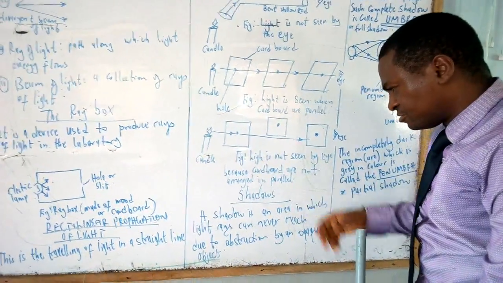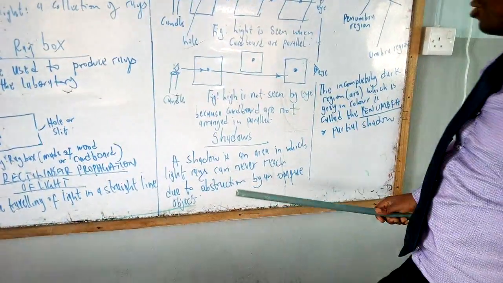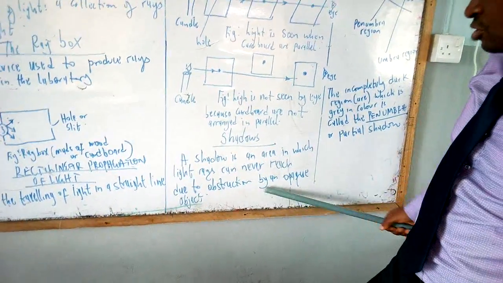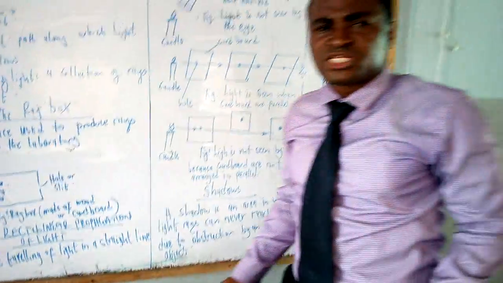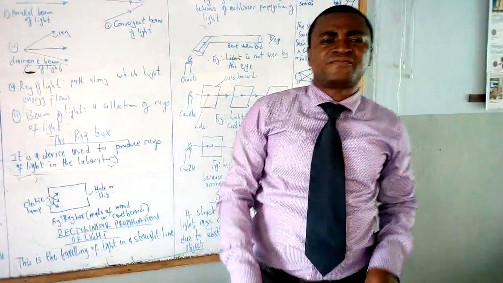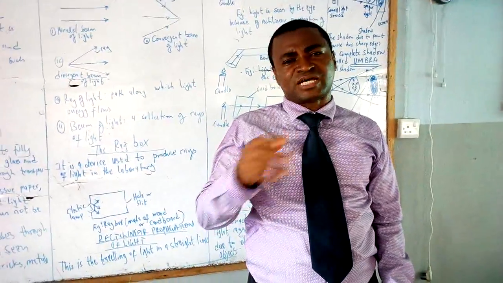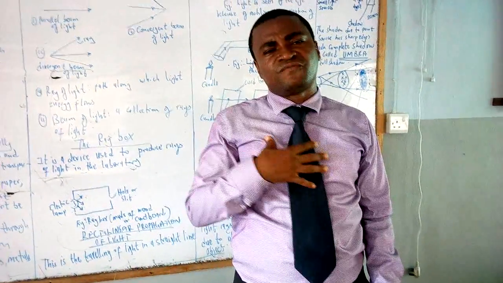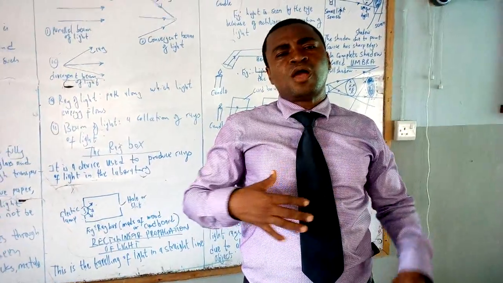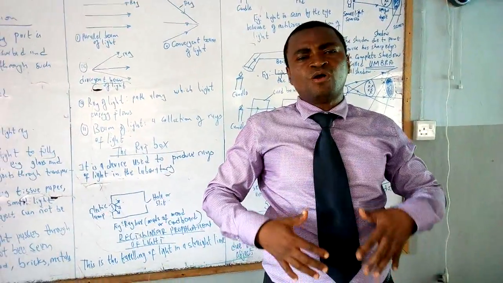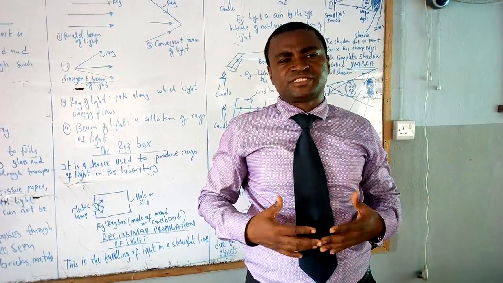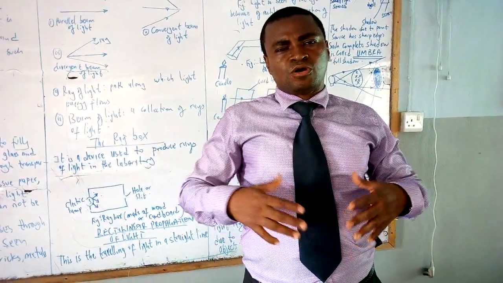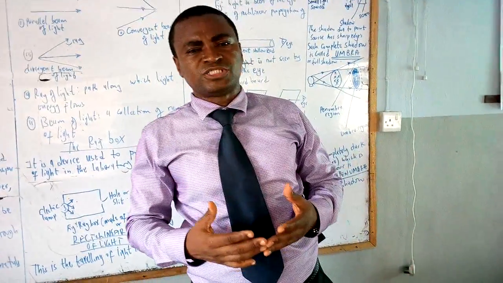Now, shadow. A shadow is an area in which light rays can never reach due to obstruction by opaque objects. What this is saying is that an opaque object, as we defined before, is an object that will not allow rays of light to pass through it. So any portion behind an opaque object through which rays of light do not pass constitutes what is called a shadow.